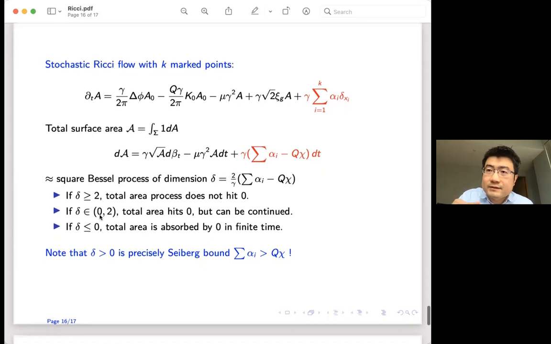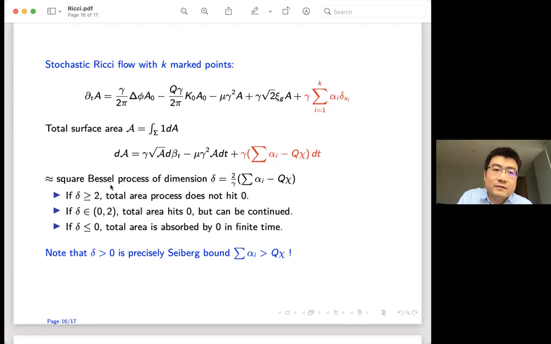So it's standard in stochastic calculus that, for a Bessel process, if this number is larger than 2, then the total area process does not hit 0. If it's between 0 and 2, the total area hits 0, but it can be continued. If it's negative, then the total area is absorbed. The surface is going to collapse in finite time.